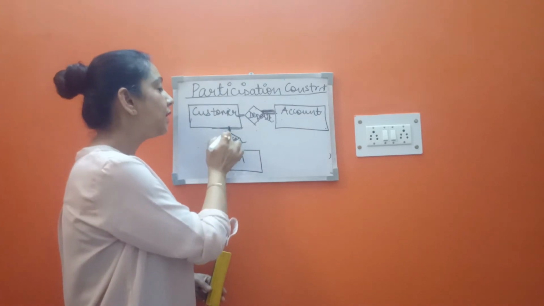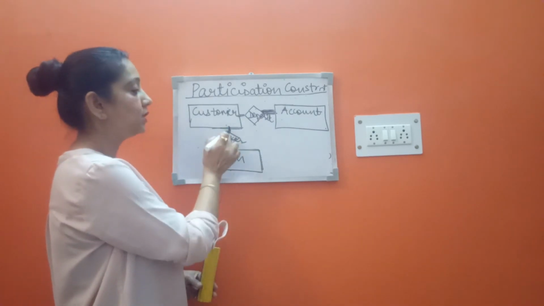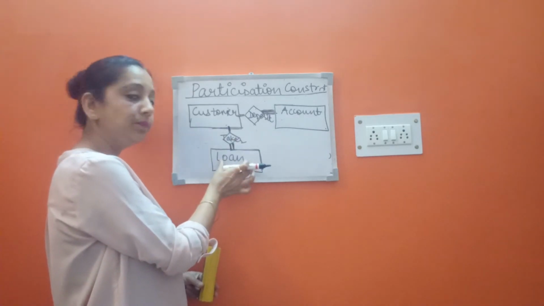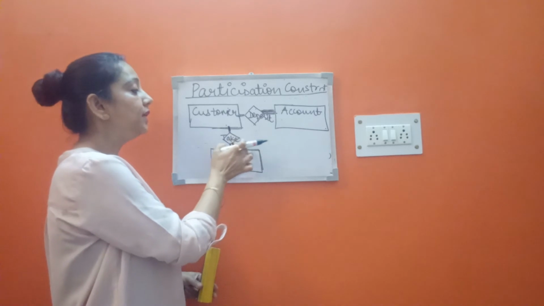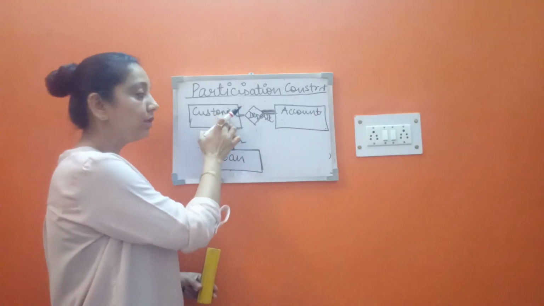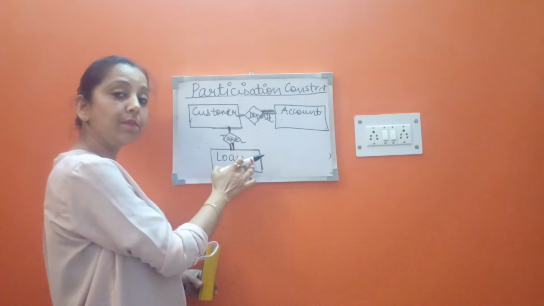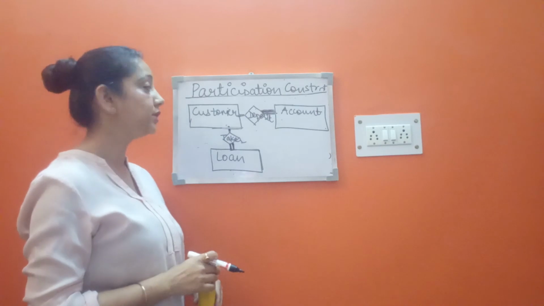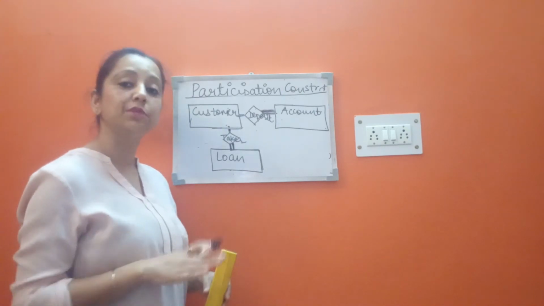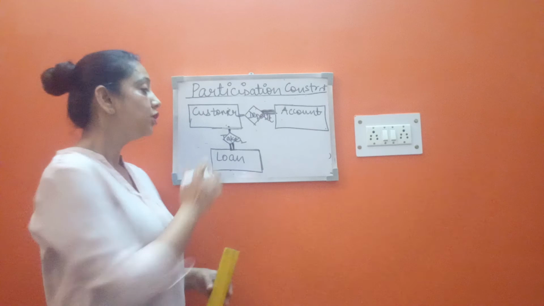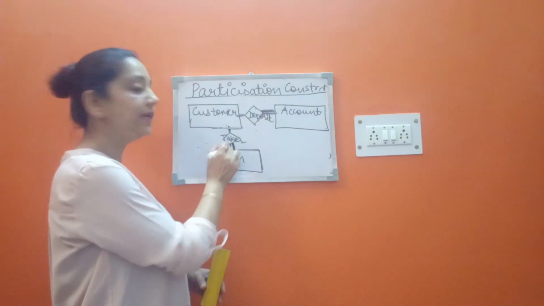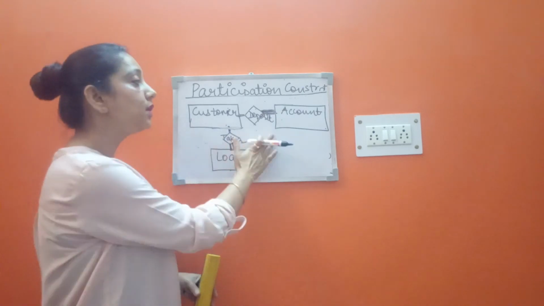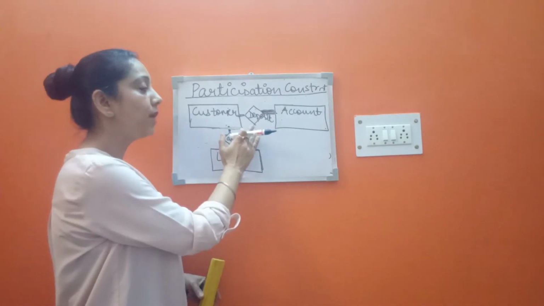So every person who takes a loan is a customer. Hence we have total participation, because every entity in the entity set loan will participate in the relationship with the customer entity, because every person who is taking a loan is a customer. But every customer does not take a loan. It is not necessary that every person who is a customer of the bank will take a loan from the bank. So hence partial participation for the customer entity set, because it is not necessary for every customer to take the loan. So this is the concept of total participation and partial participation.